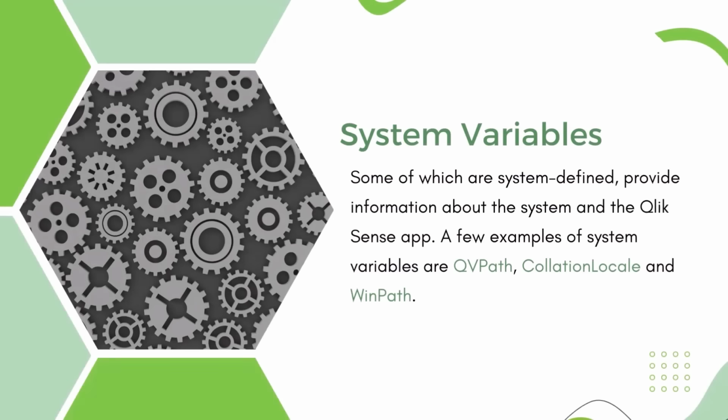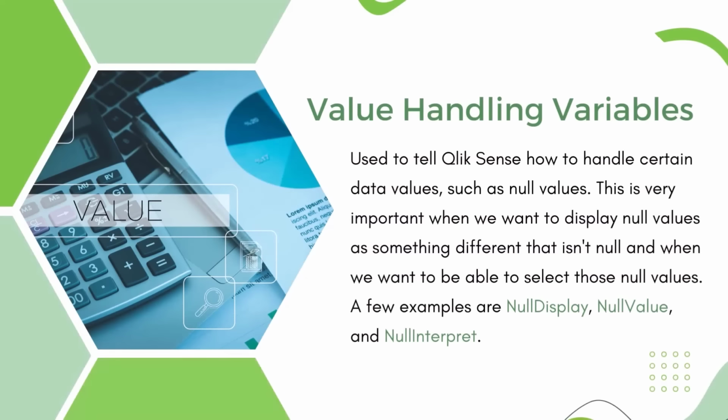Aside from the number interpretation variables mentioned earlier, there are other types of variables used in Qlik Sense. System variables, some of which are system-defined, provide information about the system and the Qlik Sense app. A few examples of system variables are QVPath, collation locale, and WinPath. Value handling variables are used to tell Qlik Sense how to handle certain data values, such as null values. This is very important when we want to display null values as something different that isn't null, and when we want to be able to select those null values.